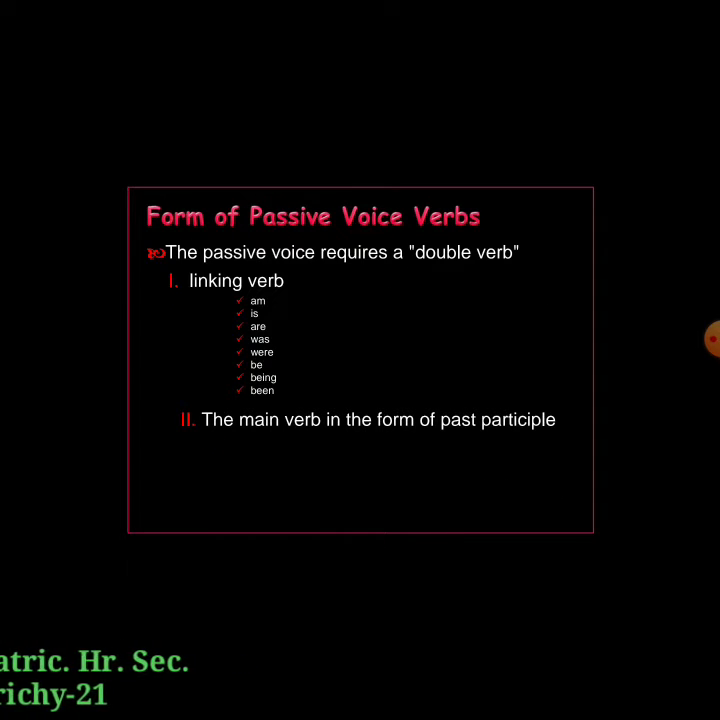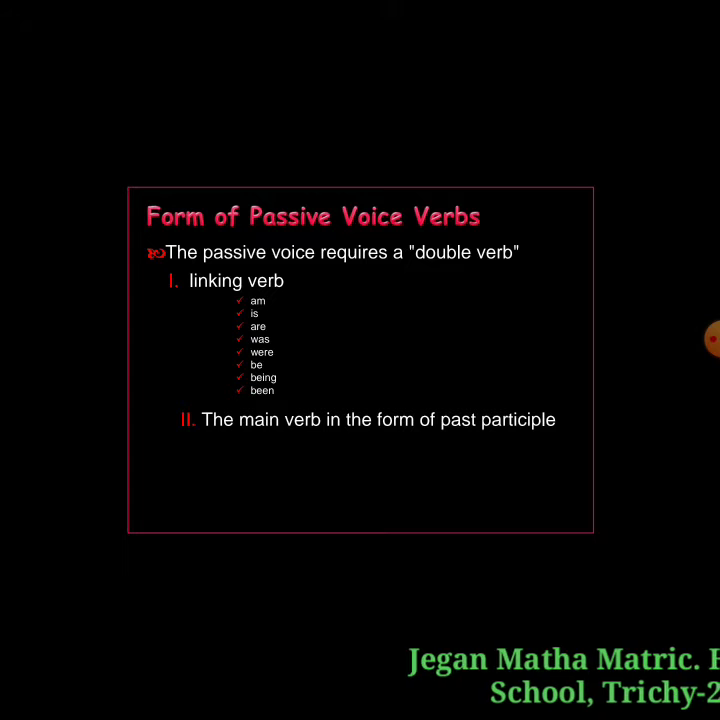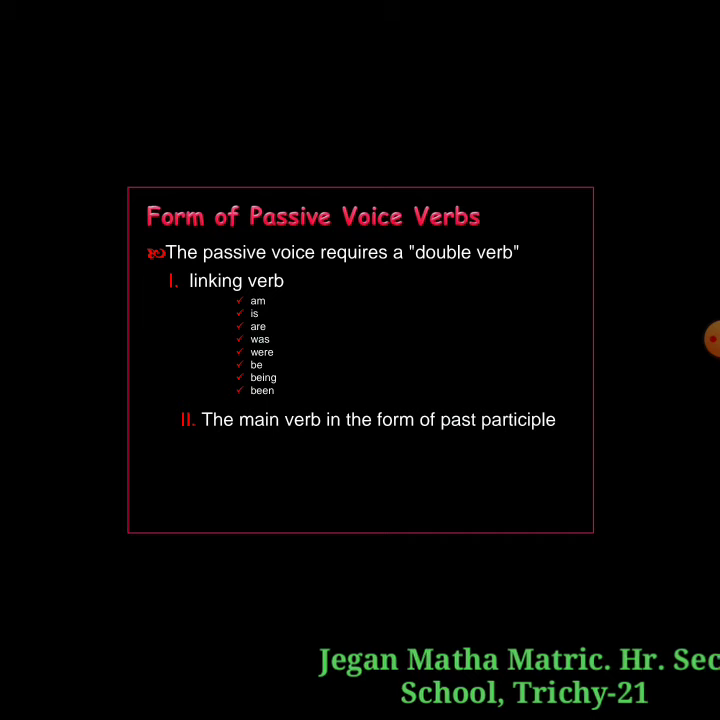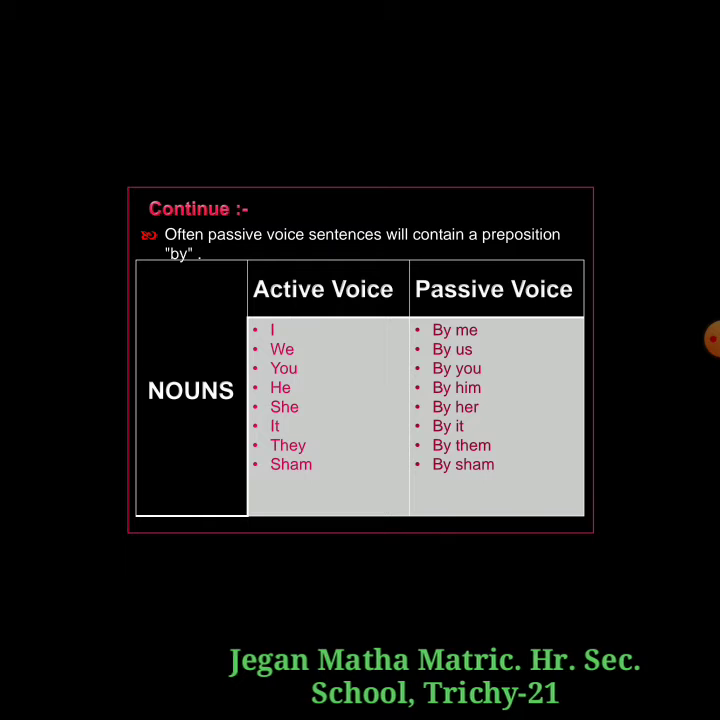Form of passive voice verbs. The passive voice requires a double verb: a linking verb, am, is, are, was, were, be, being, been, and the main verb in the form of past participle. So when you change from active to passive, it is auxiliary verb plus past participle. Whatever the verb is, the verb must be the past participle.